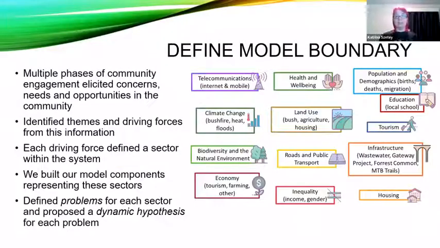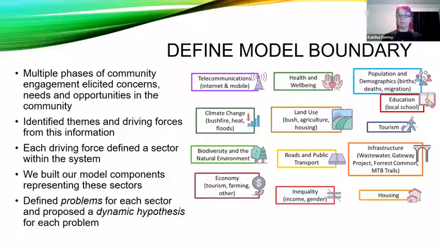Okay, so now I'll get to talking about the actual model that we built. Our first step was to define the model boundary, which in the terms of the multi-sectoral model meant defining the sectors we wanted to model. So we've undertaken several phases of community engagement in FORREST. And from that, we've learned the concerns, needs, and opportunities of the people there. From this, we identified driving forces, and from each of those driving forces, we defined a sector. So you can see them listed on the right of the slide here.